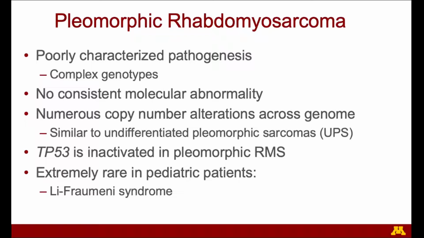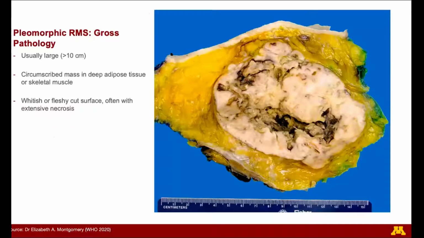Their pathogenesis is poorly known, with complex genotypes, and there is no consistent molecular abnormality. Like undifferentiated pleomorphic sarcomas, or UPS, pleomorphic rhabdos may show numerous copy number alterations across the genome, and the TP53 gene is inactivated in this tumor. And as I said before, they are extremely rare in childhood. If they occur in the pediatric population, it should raise suspicion for an underlying genetic predisposition like Li-Fraumeni syndrome.